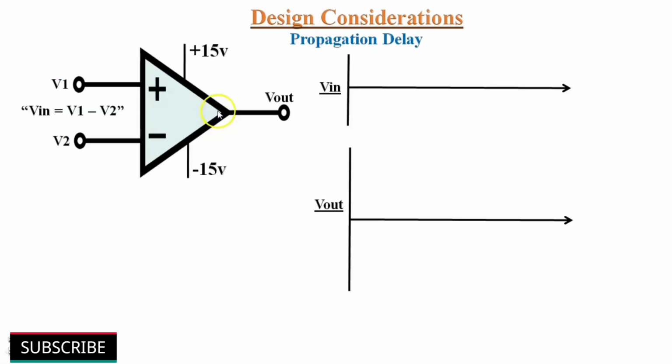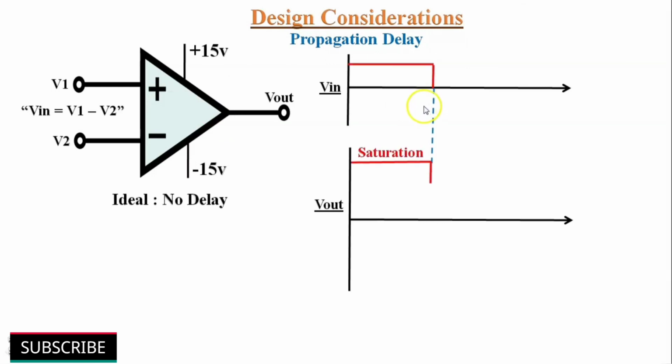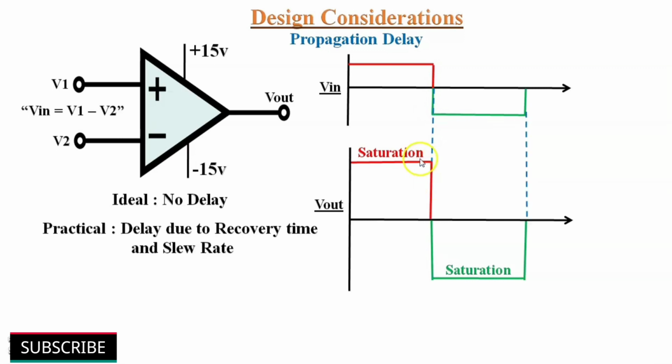Before configuring the op-amp as a comparator, we must consider propagation delay time. In ideal condition, there is no delay between input and output transitions. But in practice, an op-amp takes some time to recover from saturation, and almost all op-amps have an internal compensation capacitor, which imposes slew rate limitations. So there is delay due to overload recovery time and slew rate, which makes an op-amp a sloppy comparator.